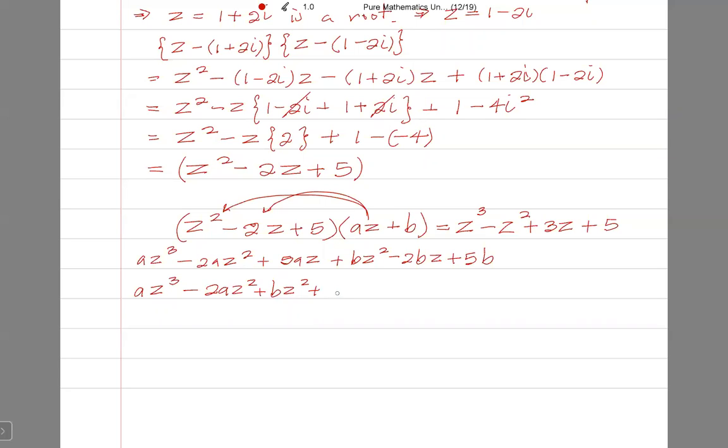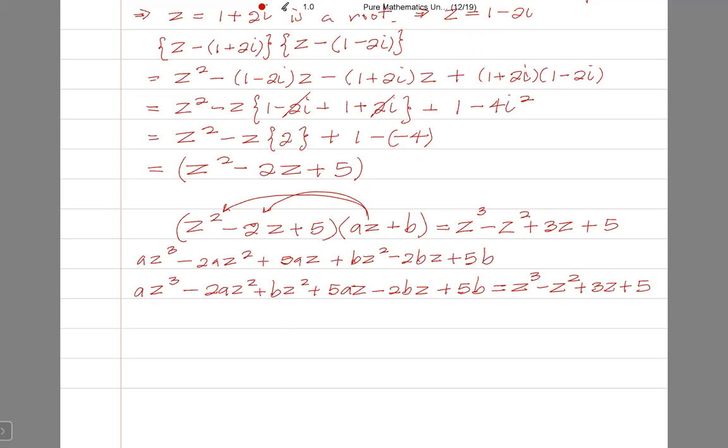All right, so now we have what? 5AZ minus 2BZ. And then lastly, we have what? 5B. And this now is equal to Z cube minus Z squared plus 3Z plus 5. All right. What I'm going to do now is that I'm going to equate coefficients.